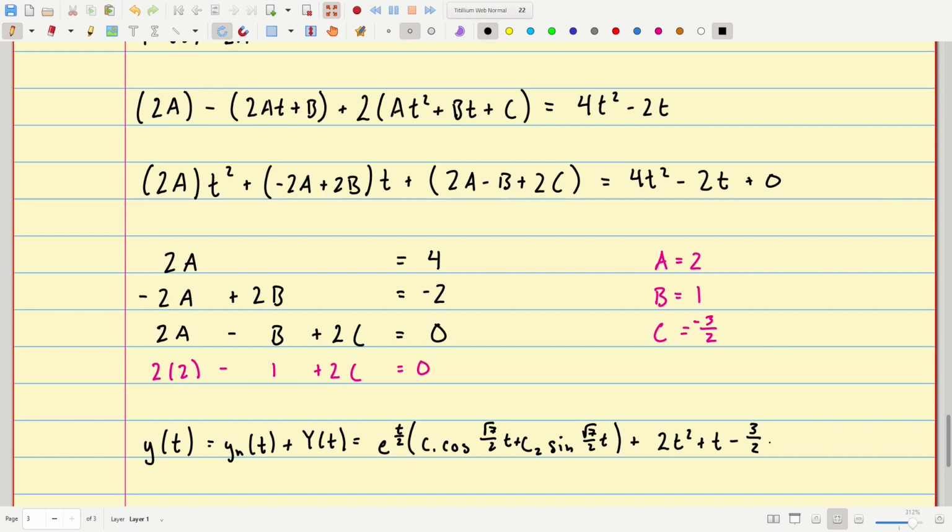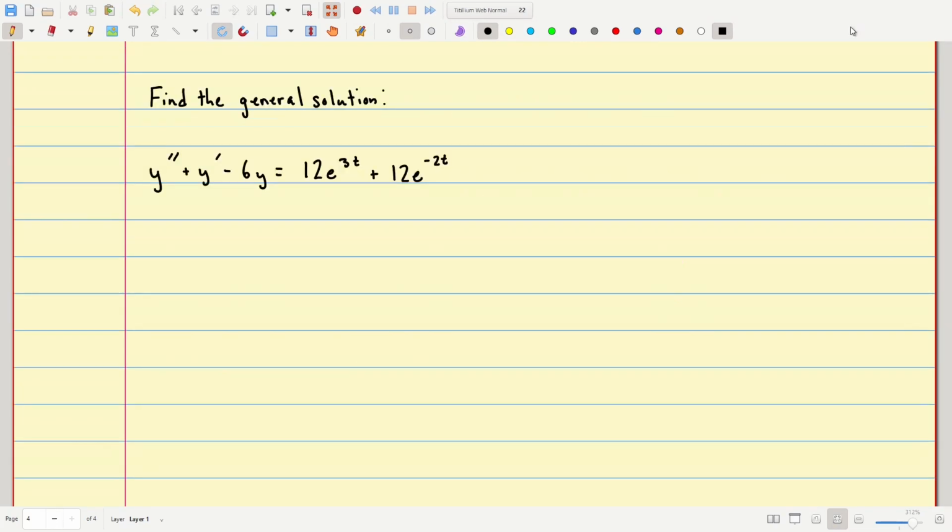All right. Let's do one more example of method of undetermined coefficients, just as a general problem to get more practice. Here we have y double prime plus y prime minus 6y equals 12e to the 3t plus 12e to the minus 2t.